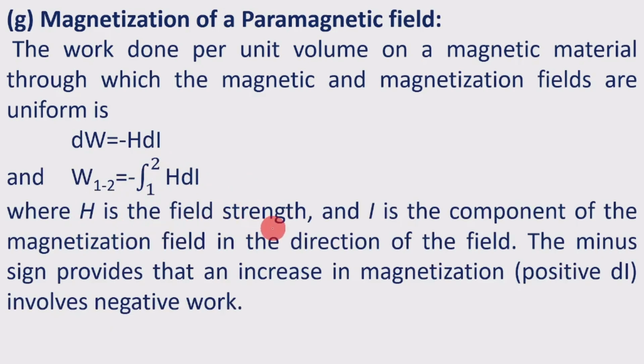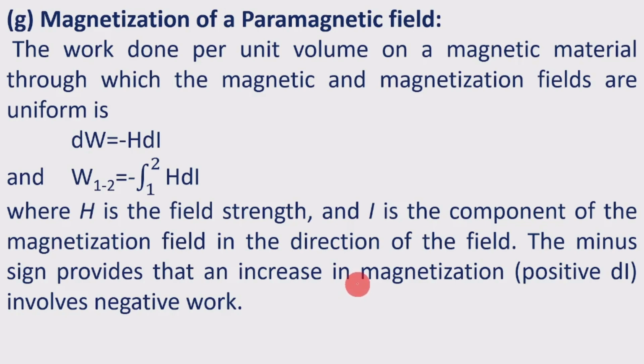Here H is the field strength of that paramagnetic field, and I is the component of the magnetization field in the direction of the field. The minus sign provides that an increase in magnetization, positive dI, involves negative work. The positive dI will be of the negative work, the work will be done on the system.